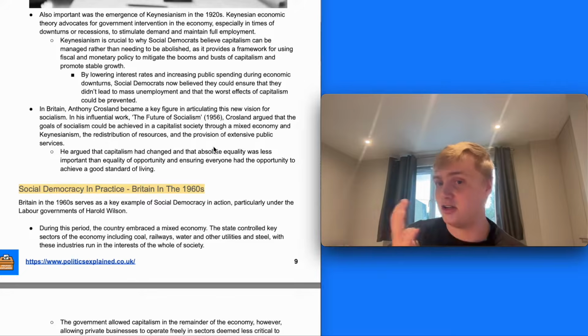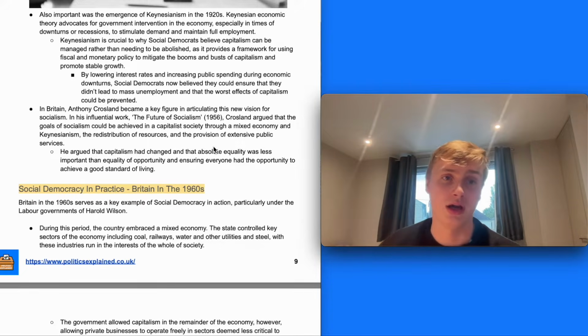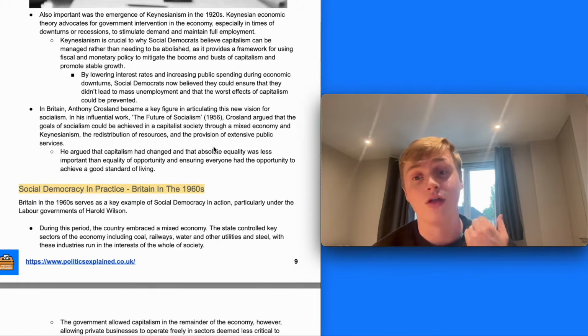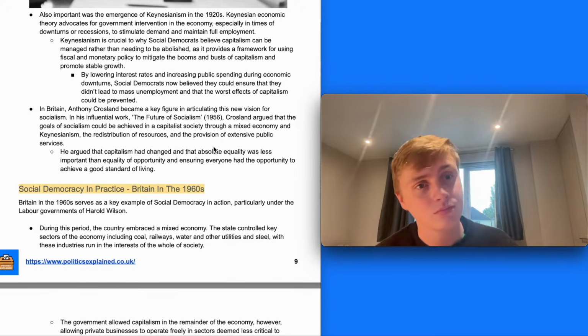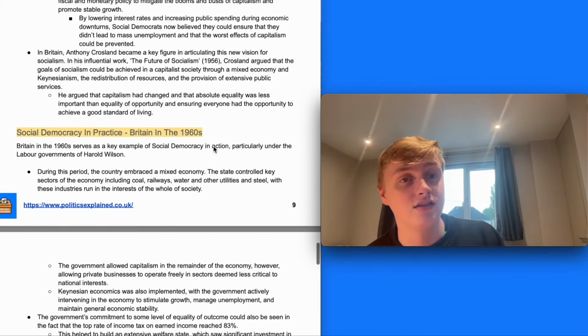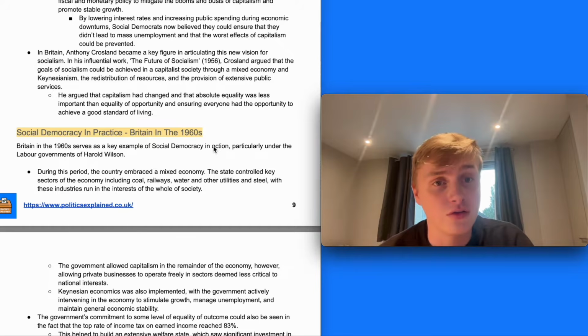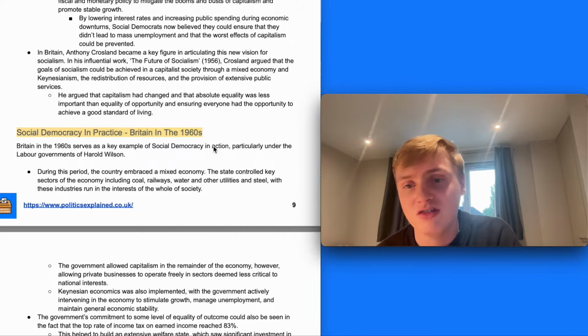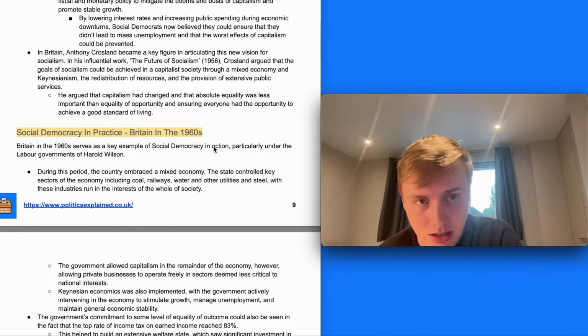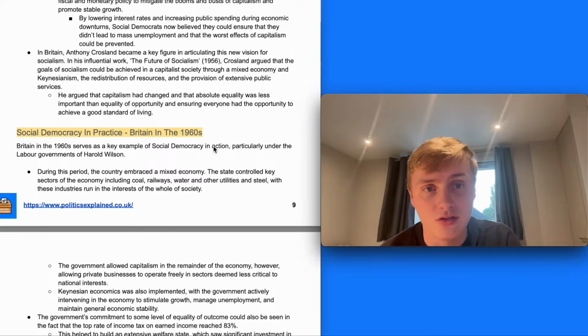So you didn't have mass unemployment during economic downturns. You could effectively manage capitalism to ensure that there was full employment for the working class. And Anthony Crosland was a key figure in articulating this view, especially in his work, The Future of Socialism. He believed that through a mixed economy and Keynesianism, the goals of socialism could still be achieved in a capitalist system. And the redistribution of resources and the provision of extensive public services was also really important to this.